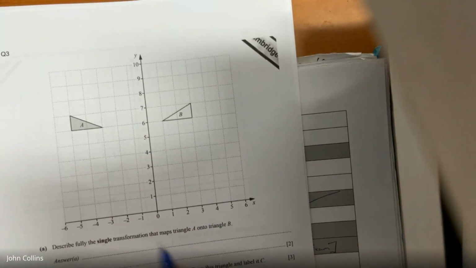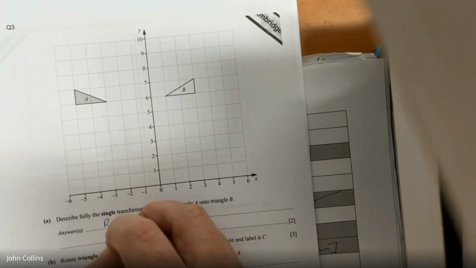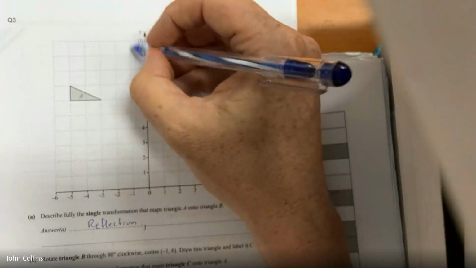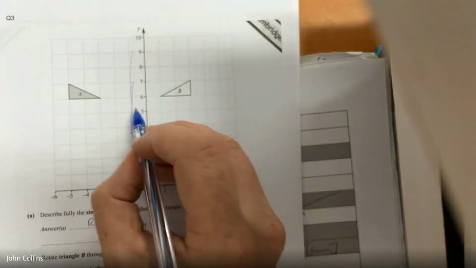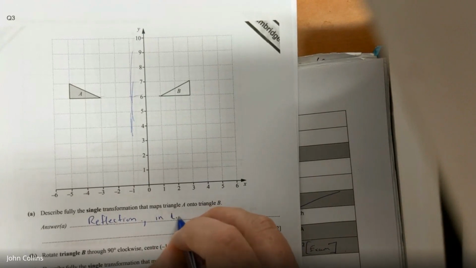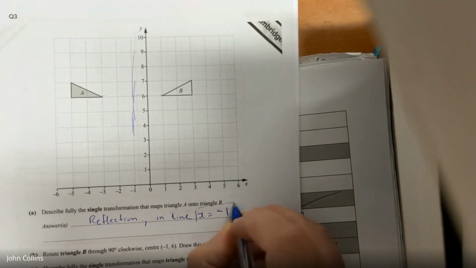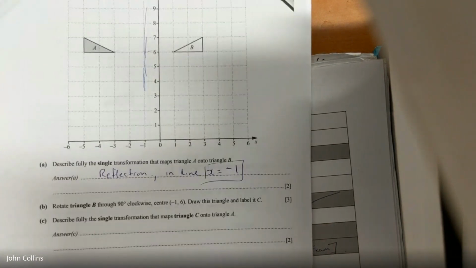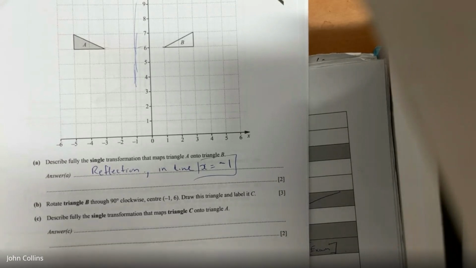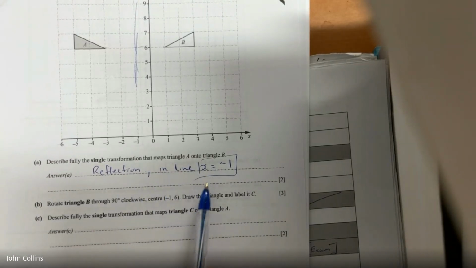Describe fully a transformation that maps A onto B. So we've got a reflection. What's the line of reflection? I think it's this one. That's 2 boxes, which is x is equal to -1. Yes, so reflection for 1 mark, and then another mark if they get the mirror line correct.